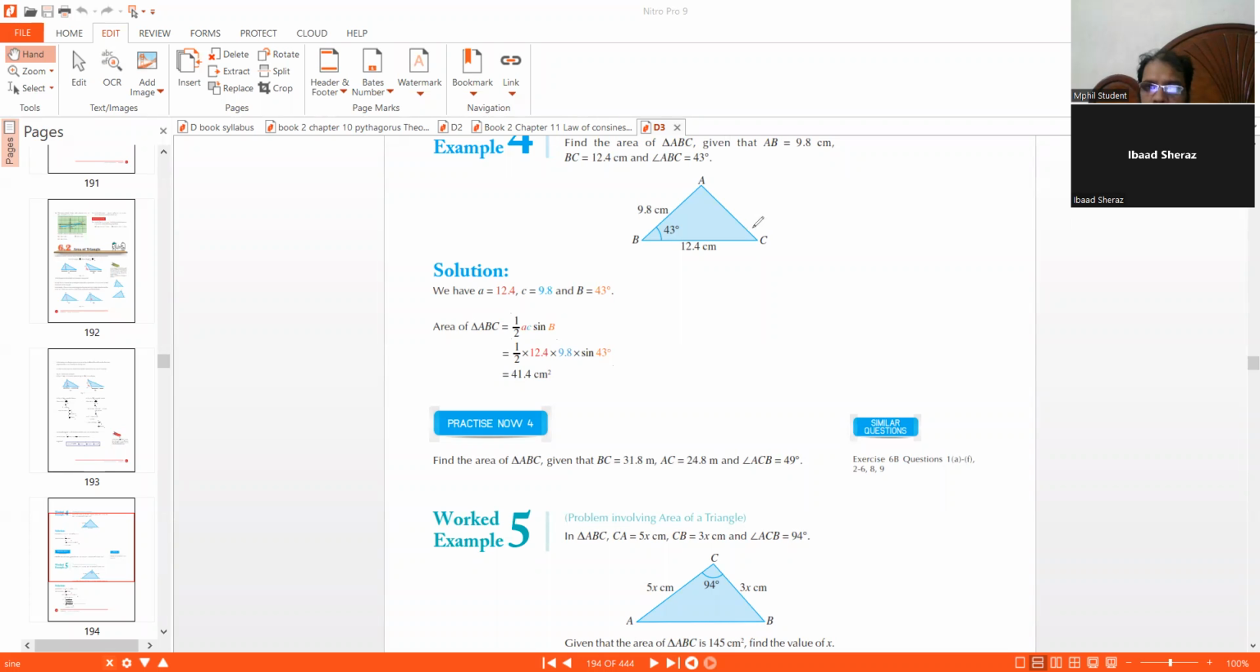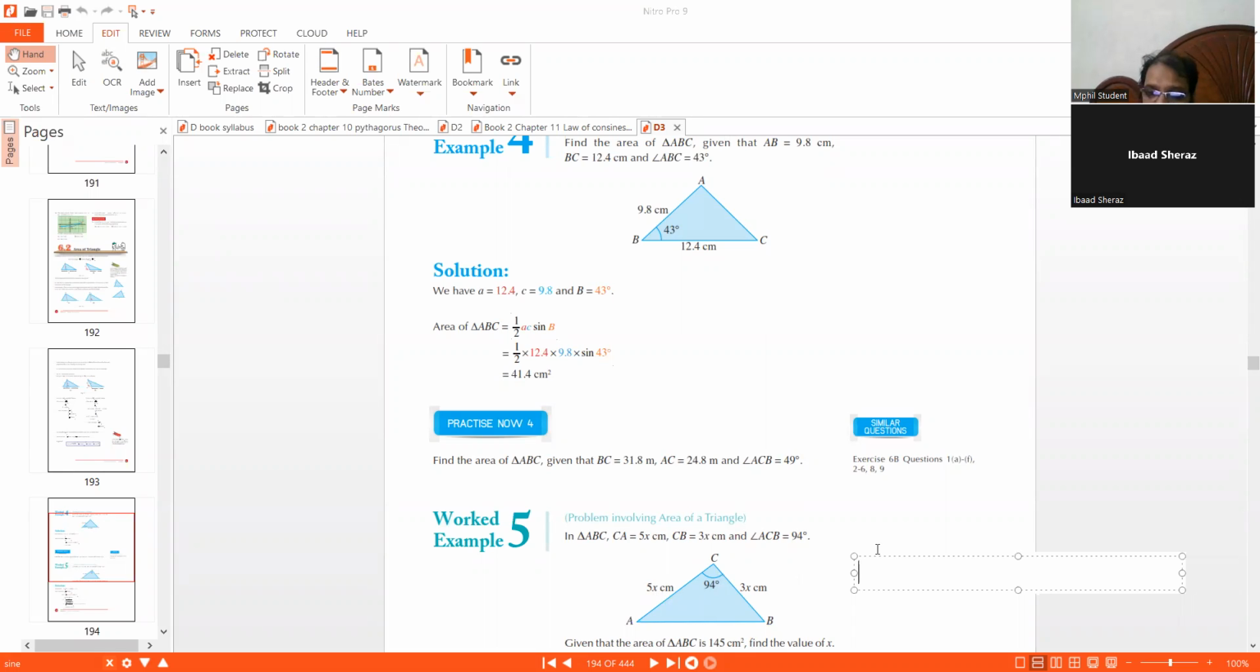Let me write it for you over here. So, which angle is given? Angle C is given. Other than the values of angle C, what other sides are available? Side A and side B are available, but side C is not available.